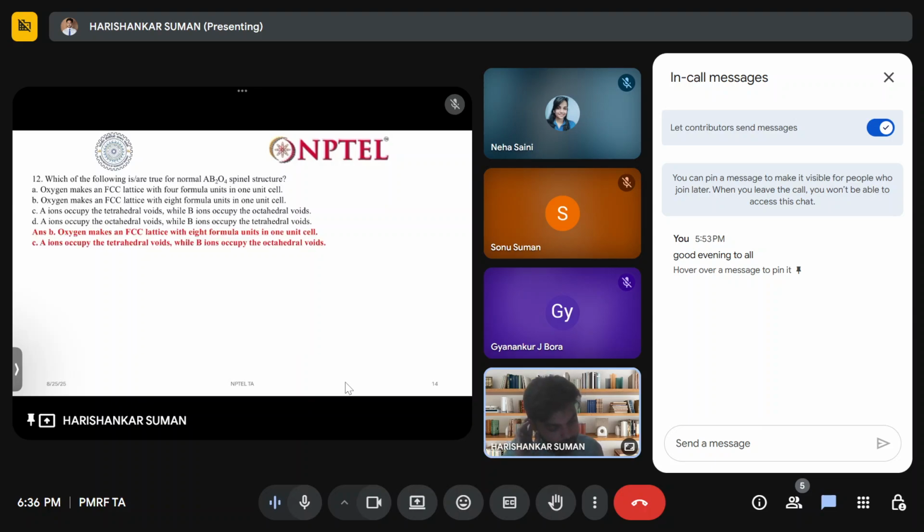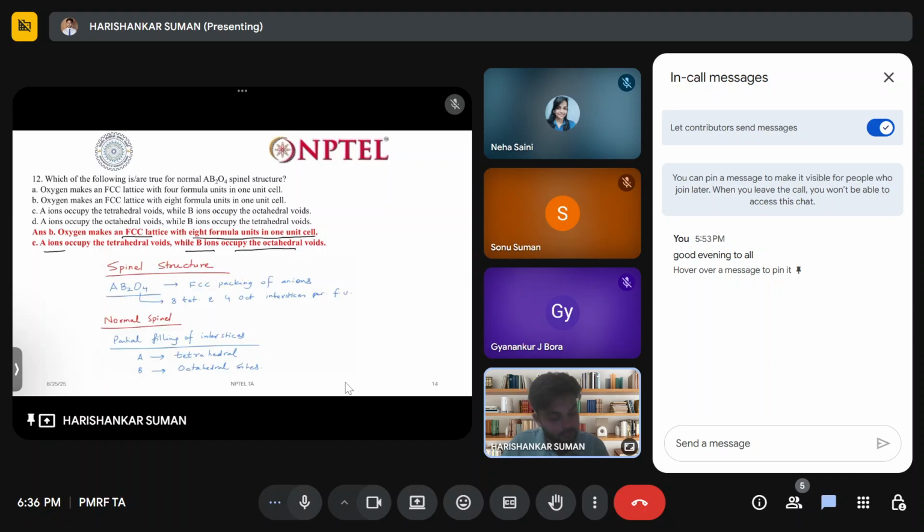So see the answer. Oxygen matrix lattice with 8 formula units per unit cell, and C also. An quite tetrahedroids while B and I occupy the tetrahedroids. You can see, as in the lecture, every 2 4 FCC packing has 8 tetrahedral and 4 octahedral interstices per unit formula unit. A is sitting in the tetrahedroids and B in the octahedroids.